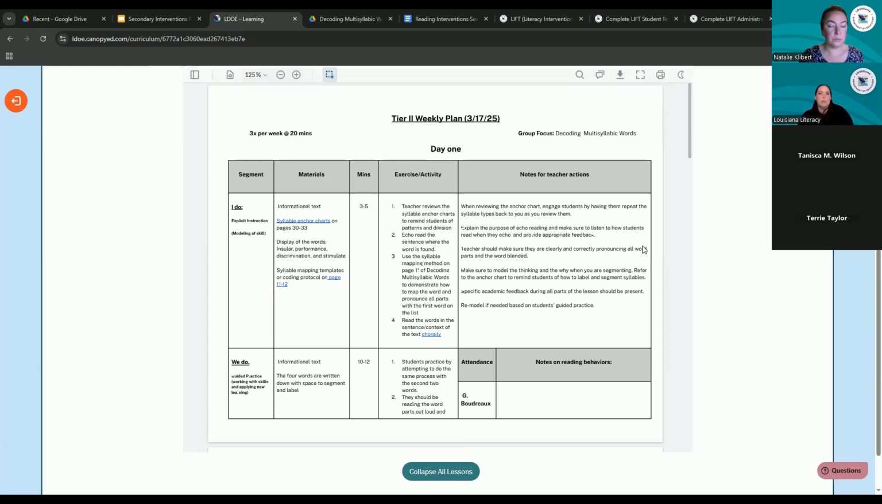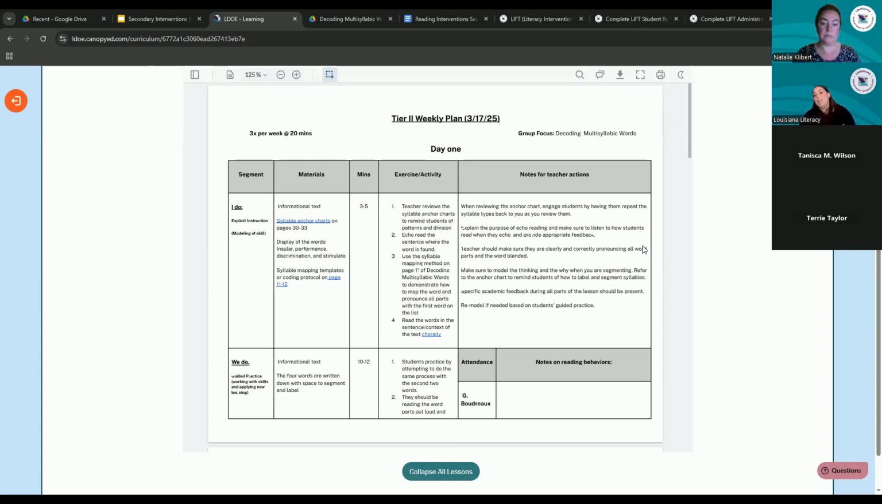Make sure you explain, especially with our older students, the purpose of that echo reading. The purpose, like I just said, is to make sure that they can hear the correct way and then practice saying the correct way. Then I'll use a syllable mapping method that's in the decoding multisyllabic words instructional activities database in that guidance. It's something that I've done with them before with other words. They're familiar with that routine.